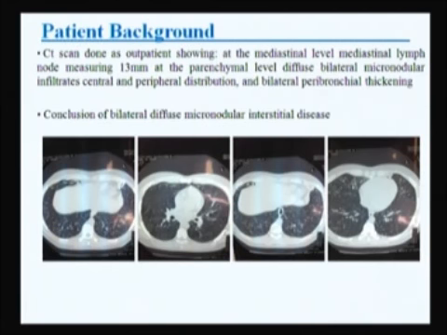And it showed, at the mediastinal level, mediastinal lymph nodes measuring 13 millimeters. At the parenchymal level, the patient had diffuse bilateral micronodular infiltrates that were central and peripheral in their distribution with peribronchial thickening. They concluded that he had bilateral diffuse micronodular interstitial lung disease.